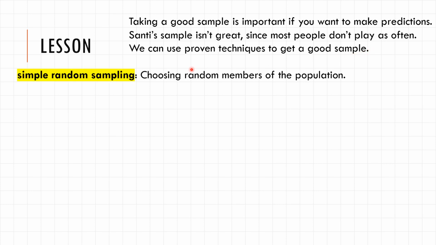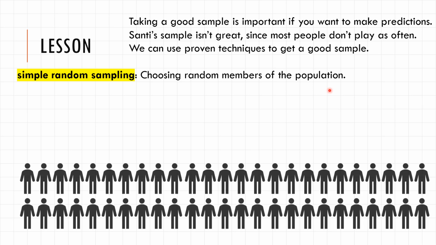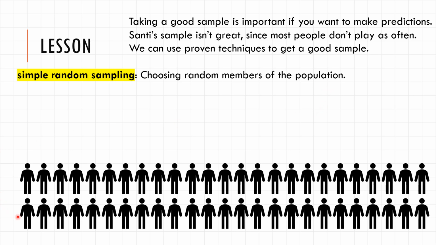The first one, and the easiest one, is called simple random sampling. This is kind of like taking names out of a hat, right? You don't know which one you're going to pick. Everyone has an equal chance of being picked. You are just choosing random members of the population. So if these were the 50 people, you might choose 5 random ones like this. Everyone had a chance of getting picked, and that's what makes this fair. Okay, it's simple and it's random.